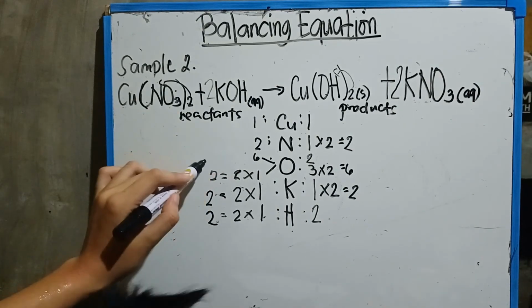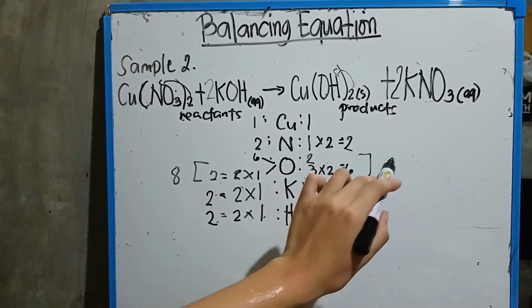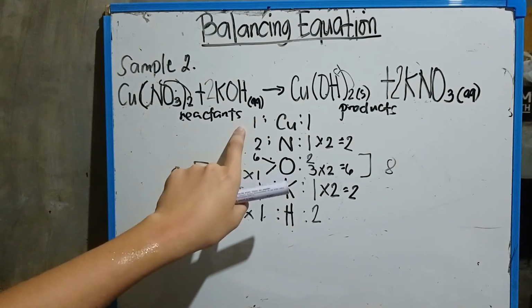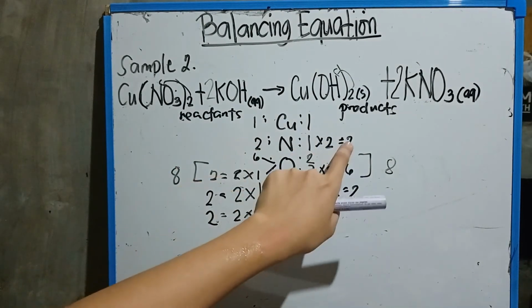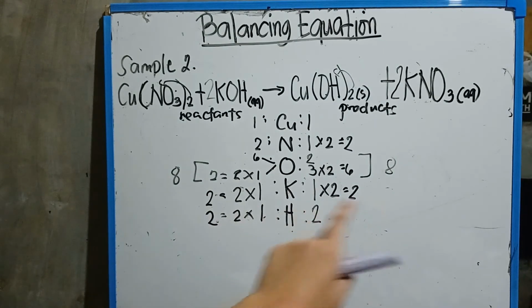So, if we're going to add this one, our oxygen becomes 8. Then, here, the other side becomes 8. So, which means that our compound, reactants, and product are already balanced. Okay? Reactant is 1, 1, 2, and 2. Oxygen is 8. Then our product is 8. Potassium is 2, 2, 2, 2.